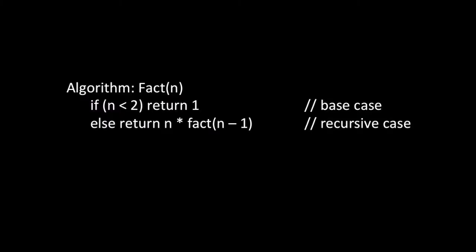Let's start with the algorithm for the function to calculate factorial of n. Here's my pseudocode algorithm. If n is less than 2, return 1. That's the base case. Else, the recursive case is return n times fact of n minus 1. To implement this in Java, I'll translate the pseudocode algorithm into a Java method called fact, which will take an integer argument for n and return an integer value for the result of fact of n.